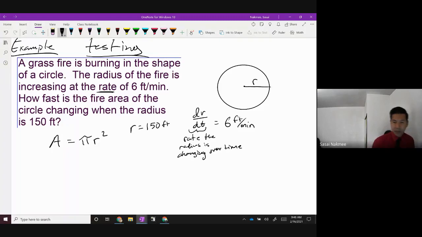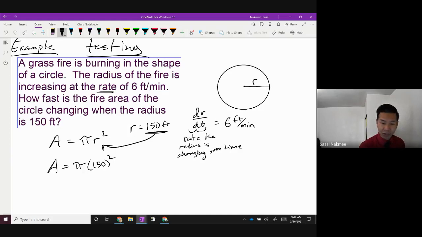Now, you've got to fight this urge. This is a very strong urge that every student gets. I don't know if you have it, but most of my students have this urge to plug in 150 straight into this equation to find out what the area is. Don't write this down. A lot of students get this urge. Don't do this.